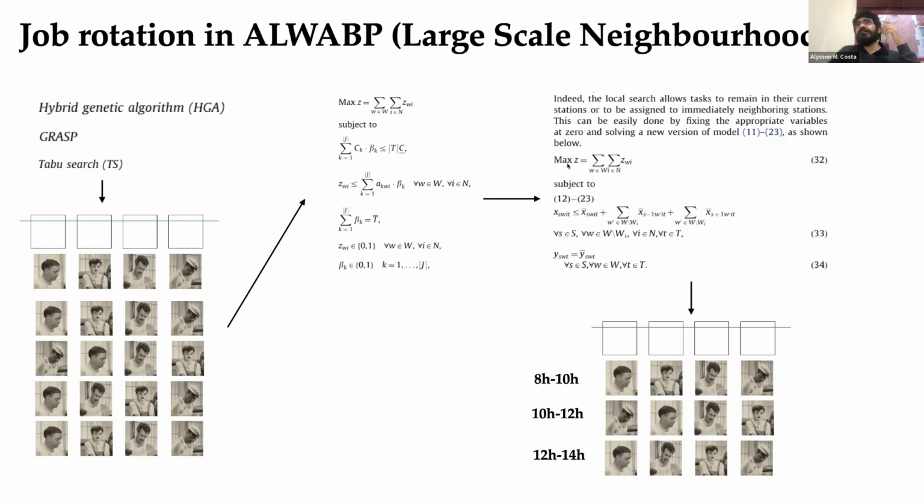And then my student Mario at the time, he worked with improving the solution that he obtained here using some sort of large neighborhood search. So you would, given a fixed solution, you would allow your model to make slight changes, maybe to change one task from one station to a neighboring station, and so on. And after all these, we obtain a job rotation schedule.